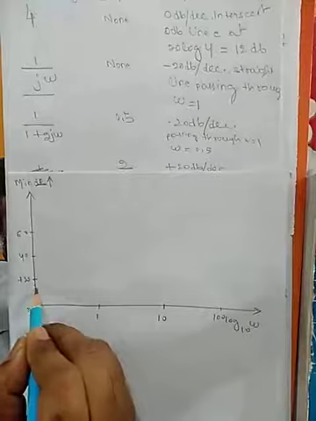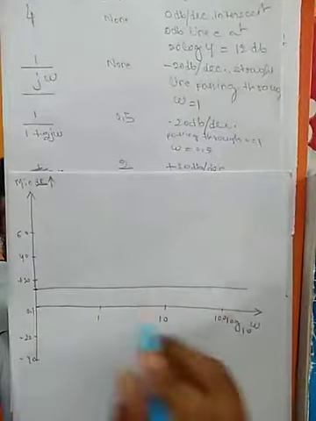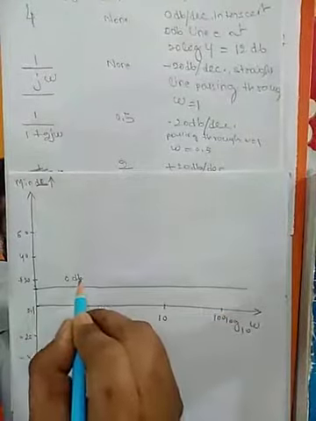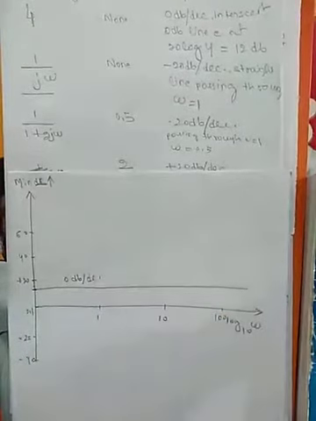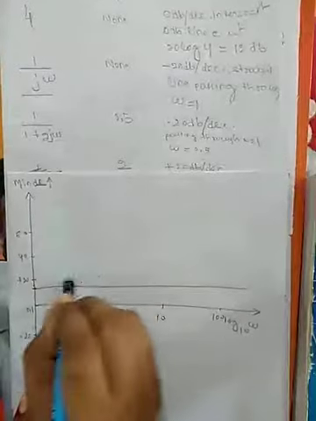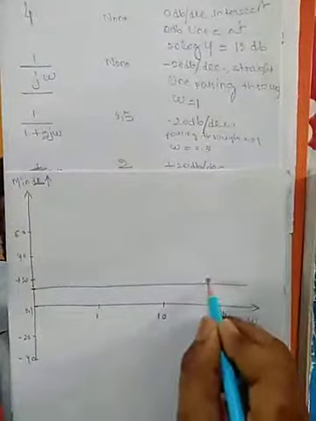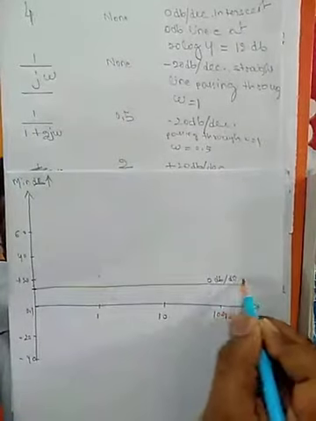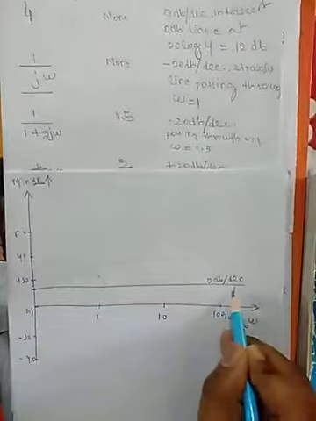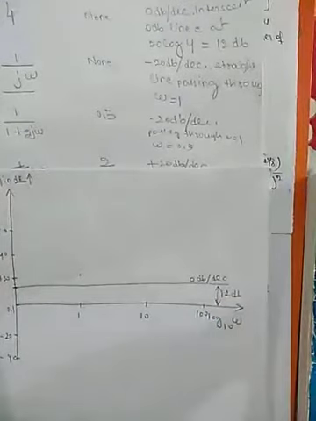This one is the 12 dB. So I draw a straight line having the slope of 0 dB per decade. Here I write 0 dB per decade. This is 12 dB, 20 log 4.